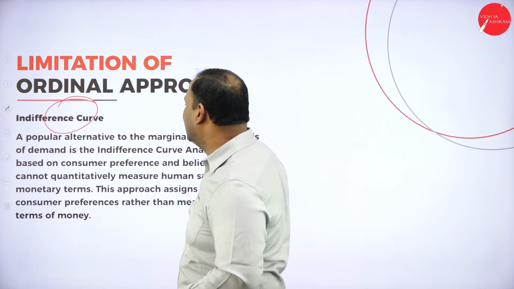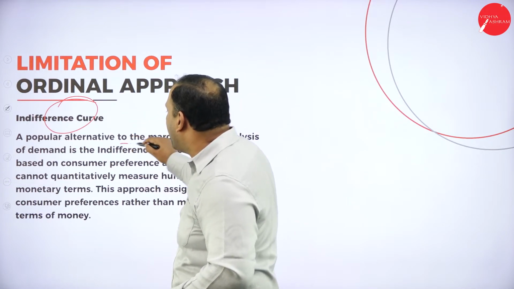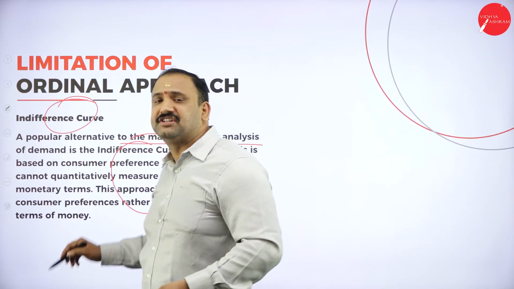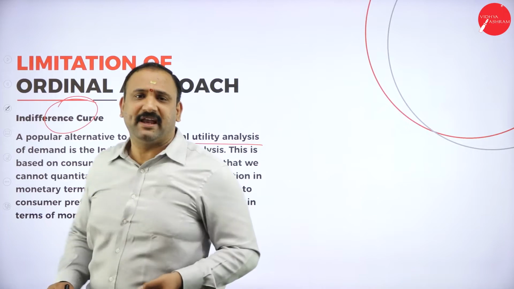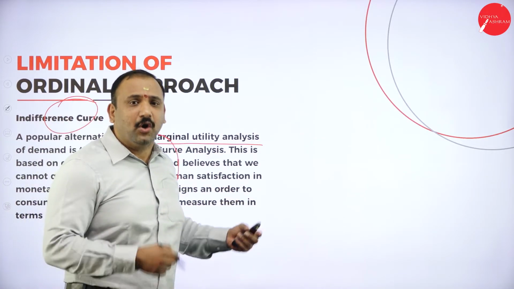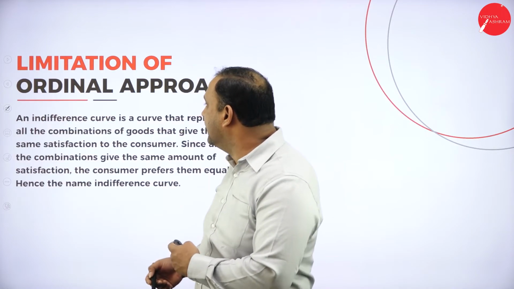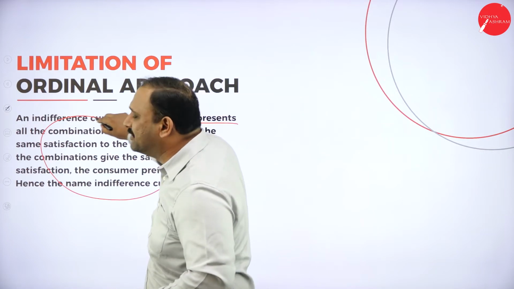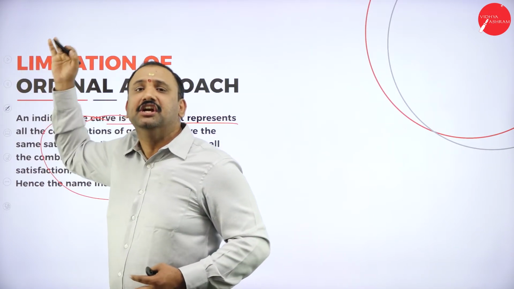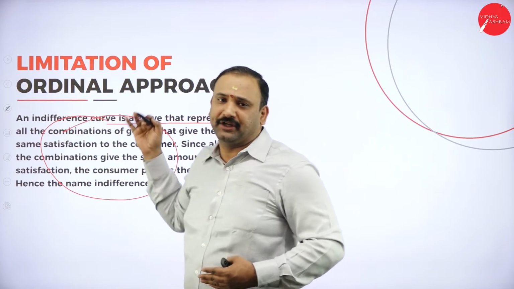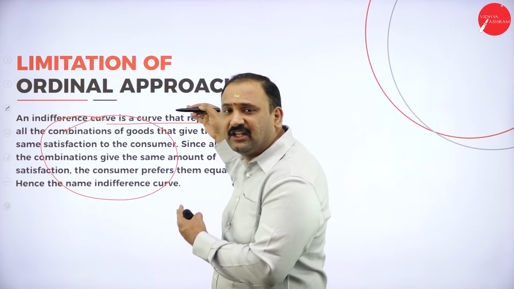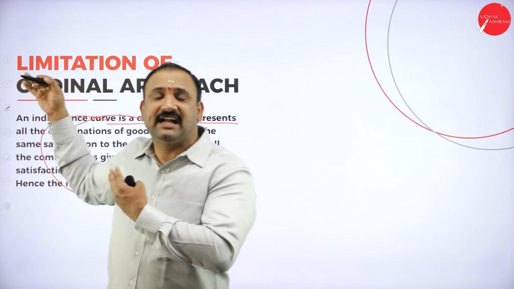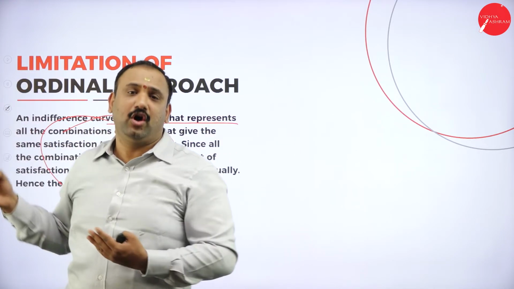Now when we talk about the indifference curve, this is a very, very popular alternative to the marginal utility approach, where we are able to do the indifference curve analysis. This is basically based on consumer preferences and choice, which we are going to see in detail. An indifference curve is a curve that represents all the combinations of goods that give the same level of satisfaction to the consumer at any given point of time. So that is the total value being derived by the consumer. The consumer gets complete satisfaction at various levels altogether.